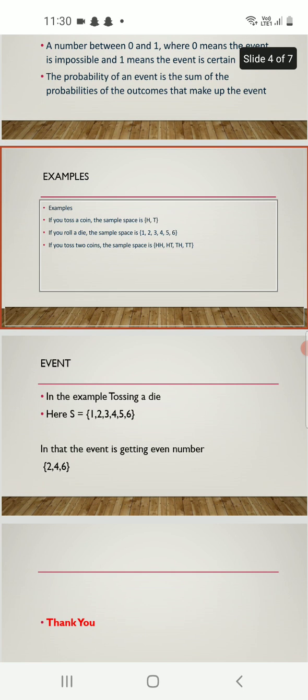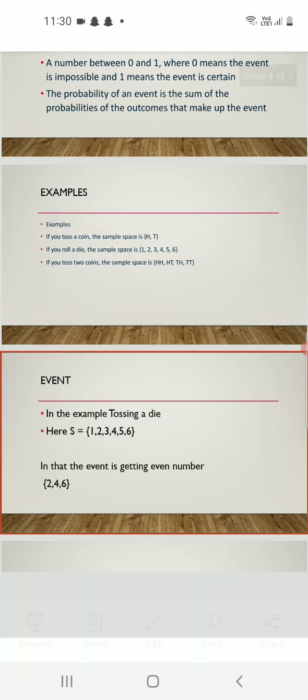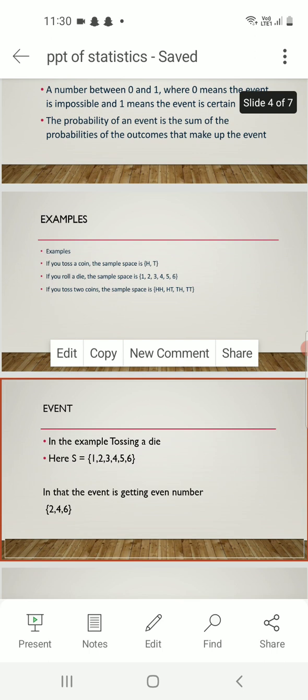Okay, we see an example about tossing a die. This example is also clear. When you toss a die, S equal to 1, 2, 3, 4, 5, 6. Then the event that occurs is an even number. We check here, the even numbers are 2, 4 and 6. This is an event in the form of an even number.